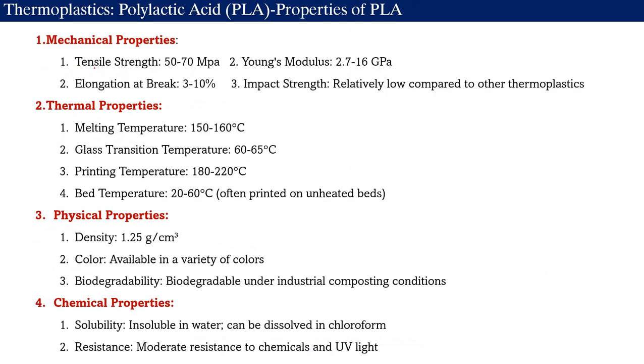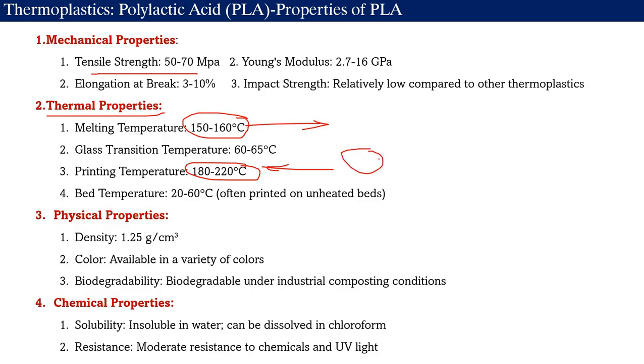Mechanical properties are given here. Thermal properties are very important because this temperature you have to specify in the 3D printing software. This is the printing temperature, 180 to 220 degrees Celsius. That is mentioned on the PLA spool also. So if you purchase PLA filament, this temperature is mentioned on the spool.